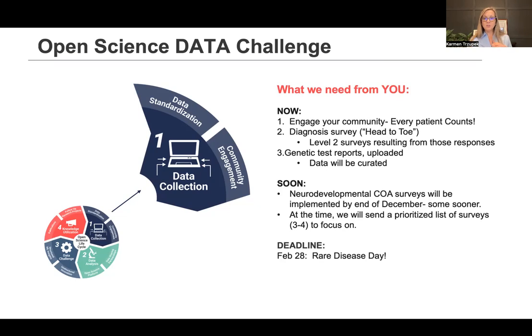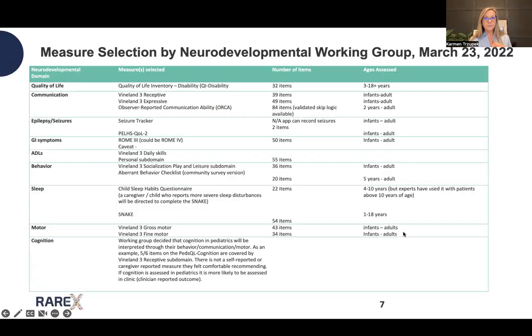Let me show you real quick. Here are the list of the ones that are going to be implemented in December. All of these different measures. So you see some of them are related to quality of life. Some of them are related to communication, GI symptoms, to behavior, to sleep. There are a lot of these. All of these are going to be implemented.